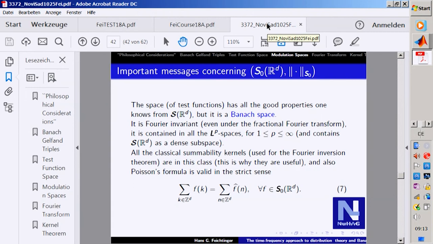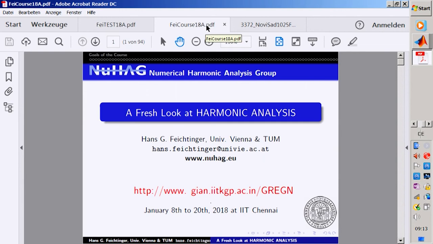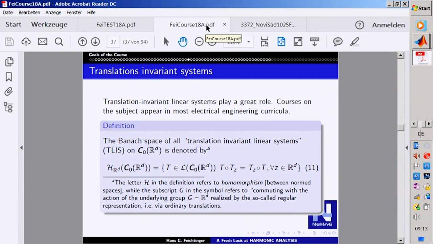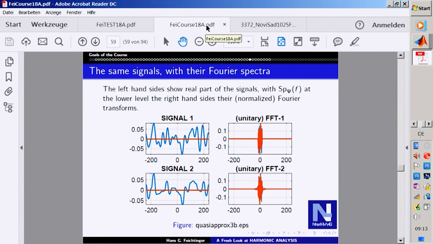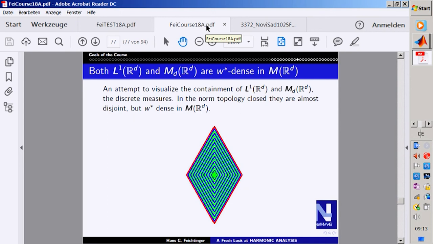Now I have to check. I think I would like to go to the slides that I have continued. So our standard course was, the slides I tried to go through are these ones, and we are somewhere. You have seen all this. So the last thing that we were discussing was this picture, where we say this is my symbol for bounded measures, and the discrete and the L1 are kind of dense, but only in the weak star topology they are disjoint. That's why I didn't write it.